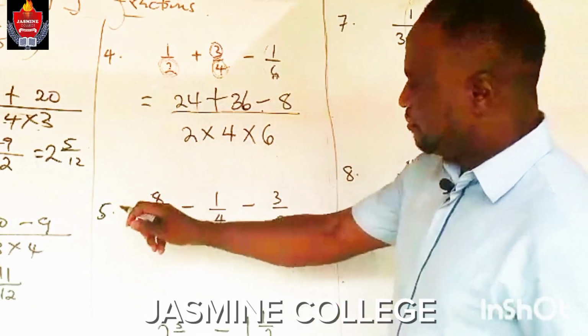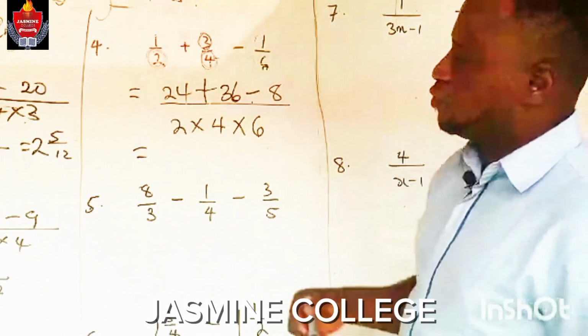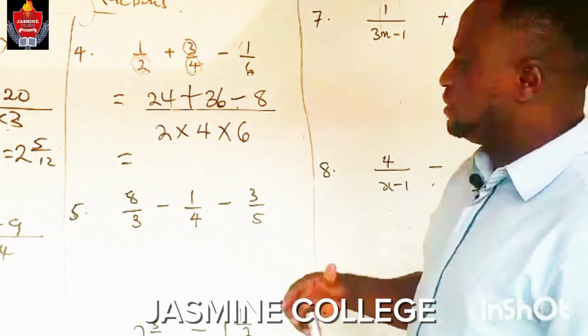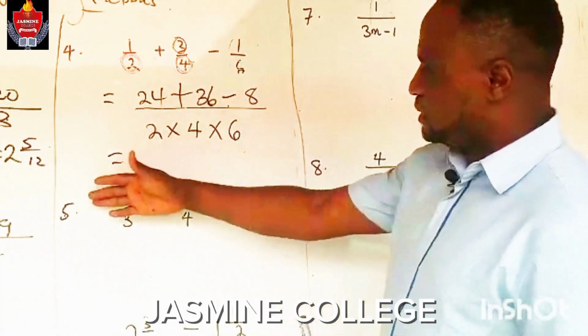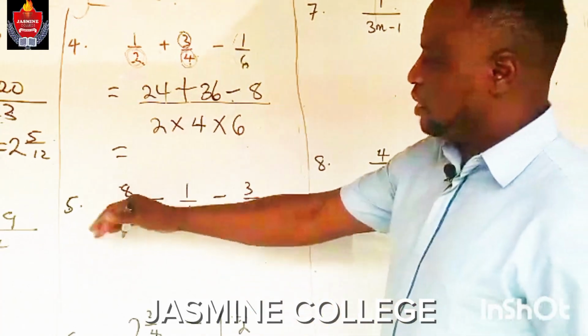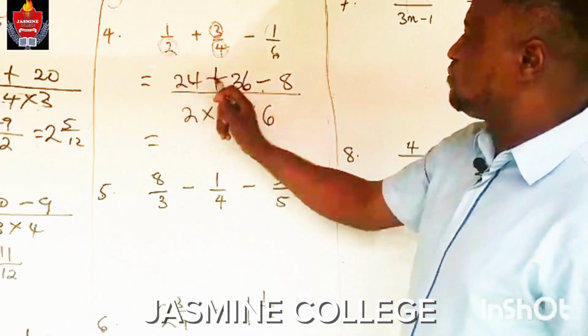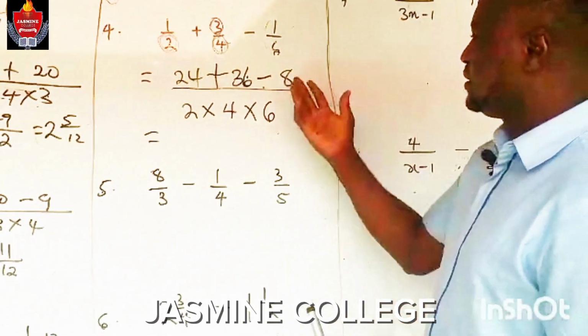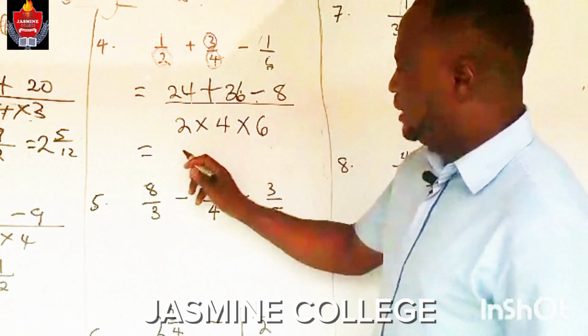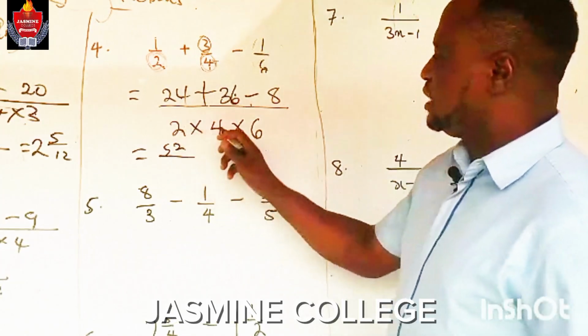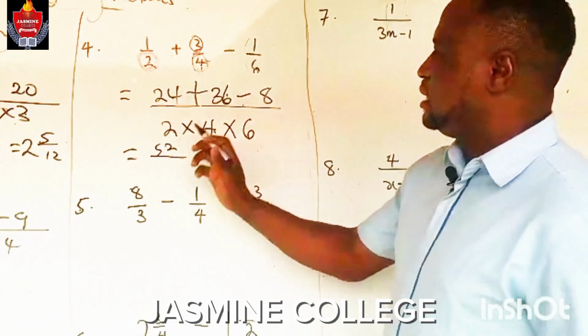Now, we still have example 5 that looks like example 4. So please, if you have not yet understood what we just did now, pay more attention to the process of solving question 5. Now, so 24 plus 36 is 60. 60 minus 8 is 52 over 2 times 4, 8. 8 times 6, you have 48.